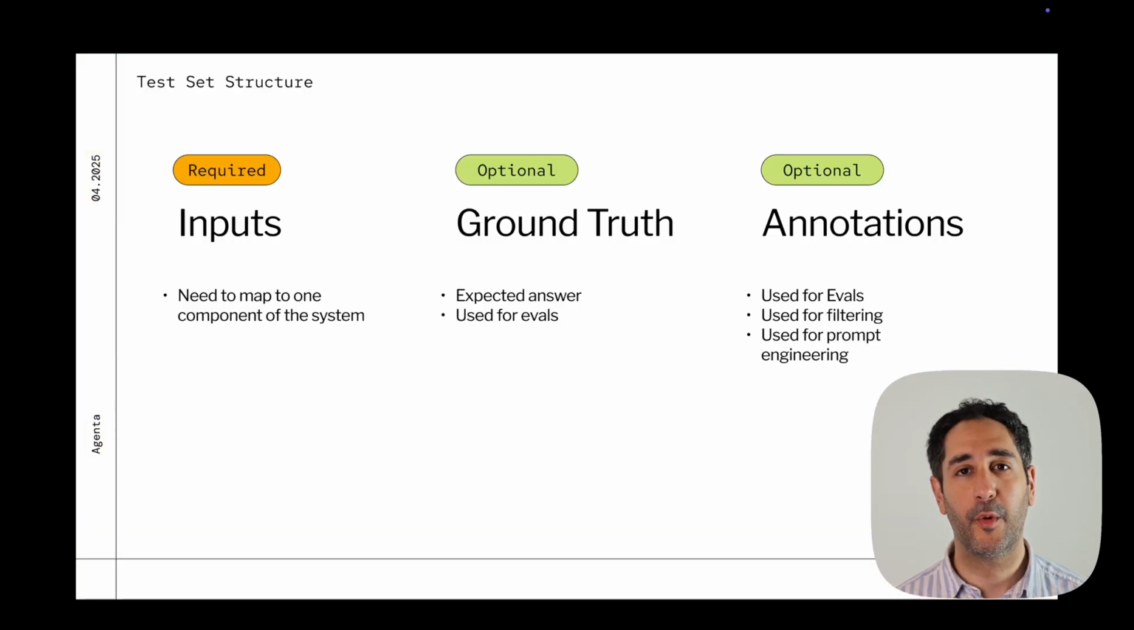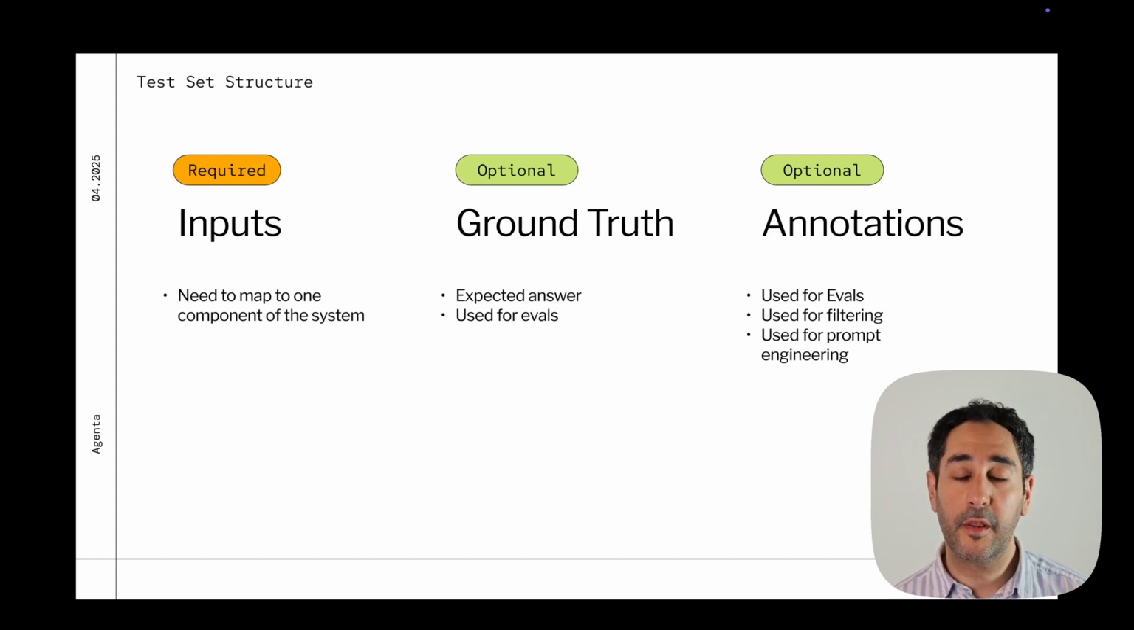So to start, what is a test set and what is its structure? A test set, simply said, is a set of test cases, each of which would have inputs, which are the input that would map to the LLM application, optionally a ground truth, which is the expected answer of that LLM application, and possibly annotations. These could be annotations about how we expect it to be, or some metadata about each test case.